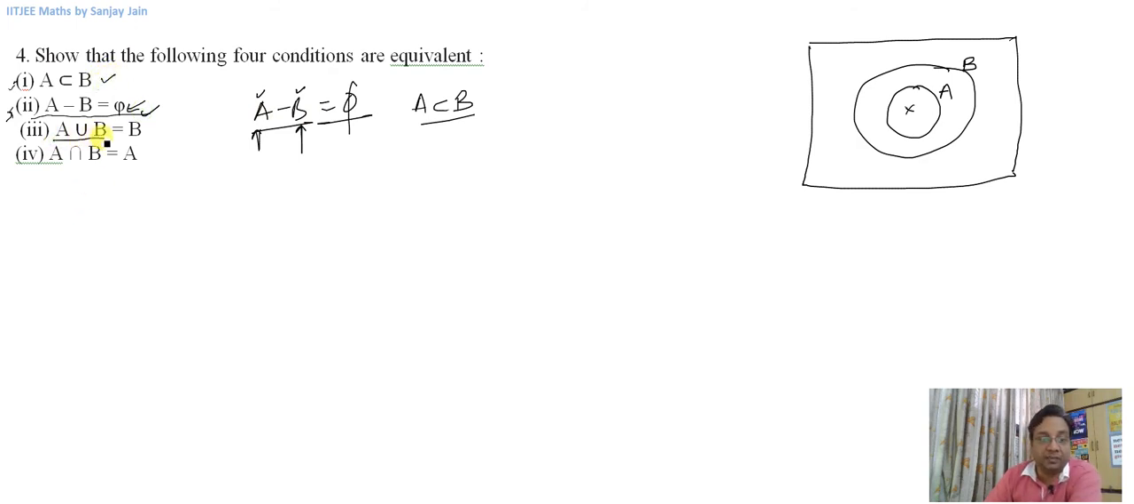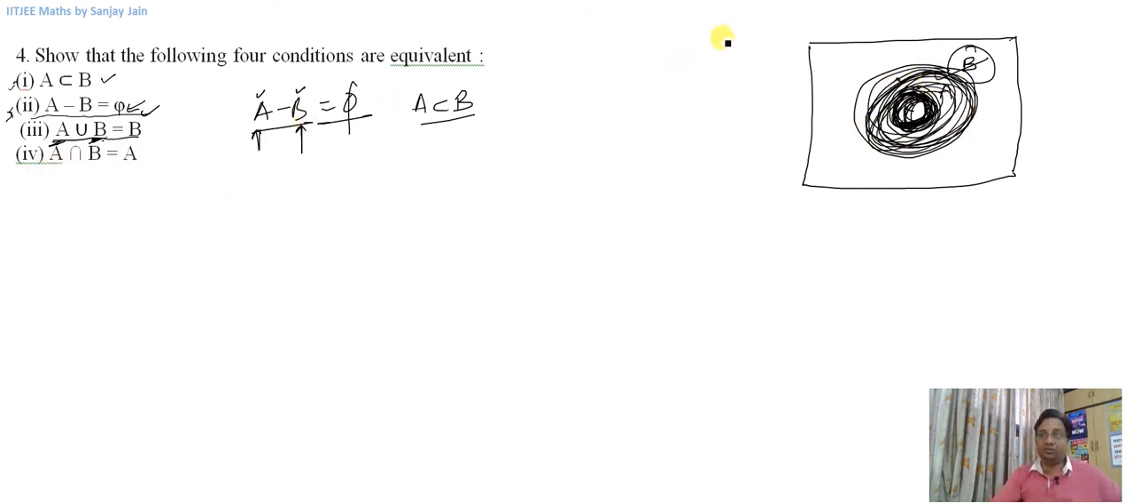Now the third statement, if you see, A union B is B. So if A is a subset of B and I take their union, the union will be the bigger set. So if I take this set and this set, the union will be this set obviously, and the intersection will be the inner set, right? This will be the common area to both of these sets, and what will be their union? Union will be this, right? So all these statements are equivalent.